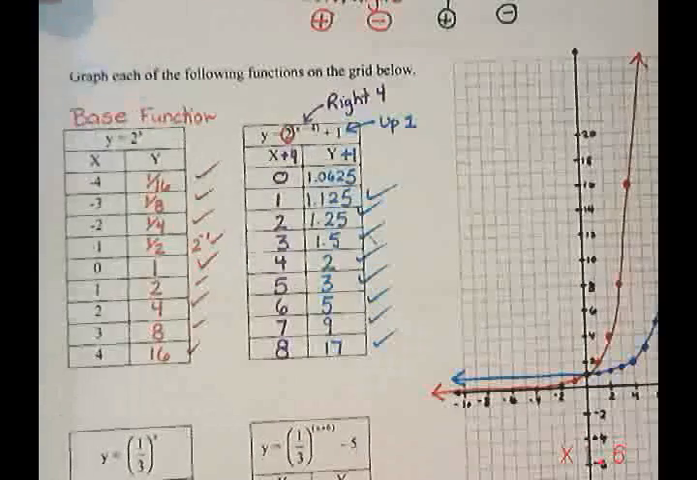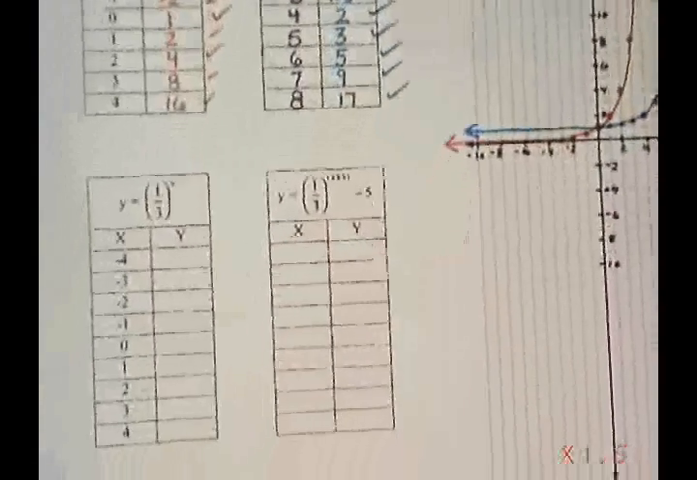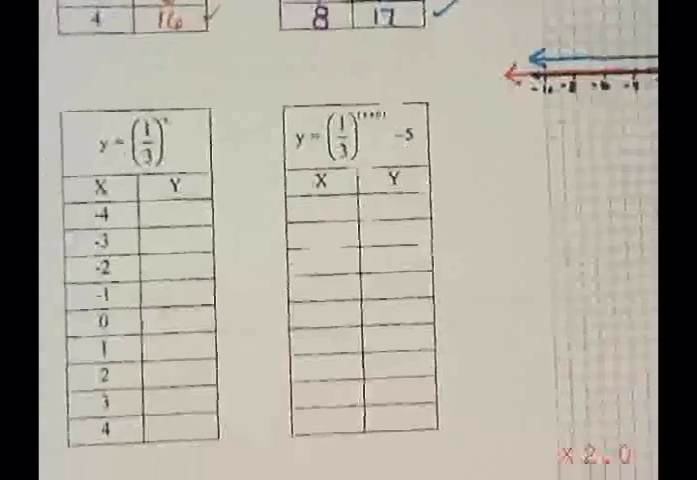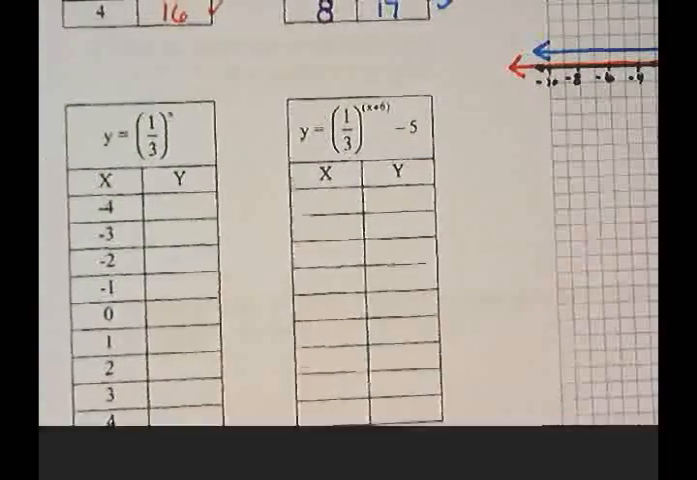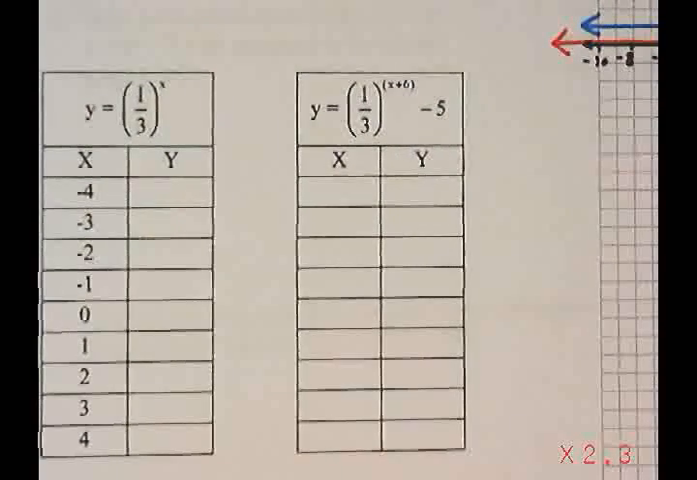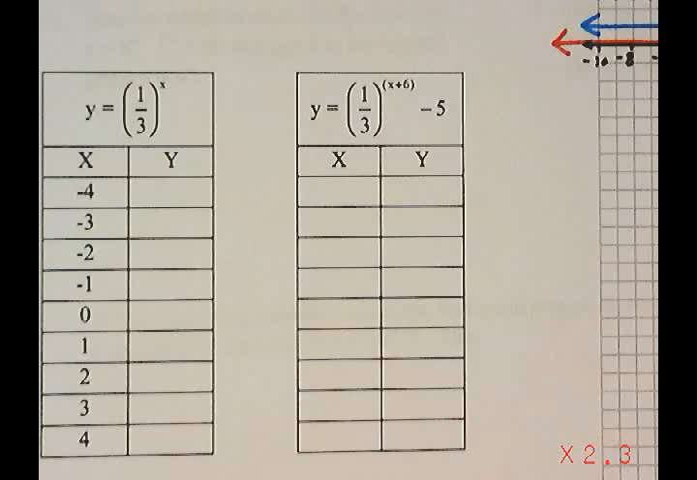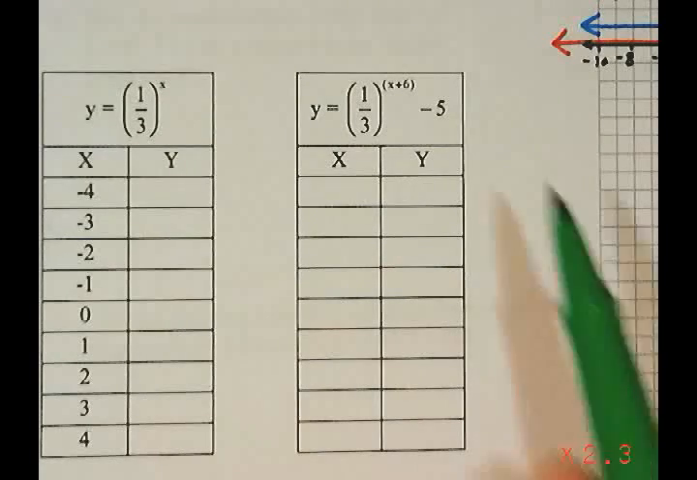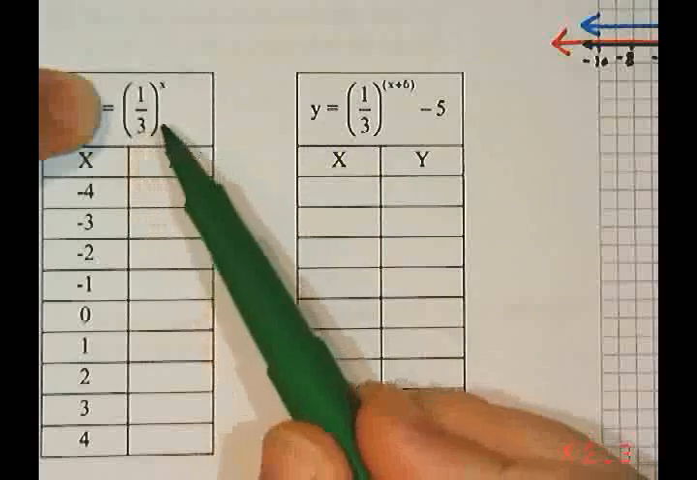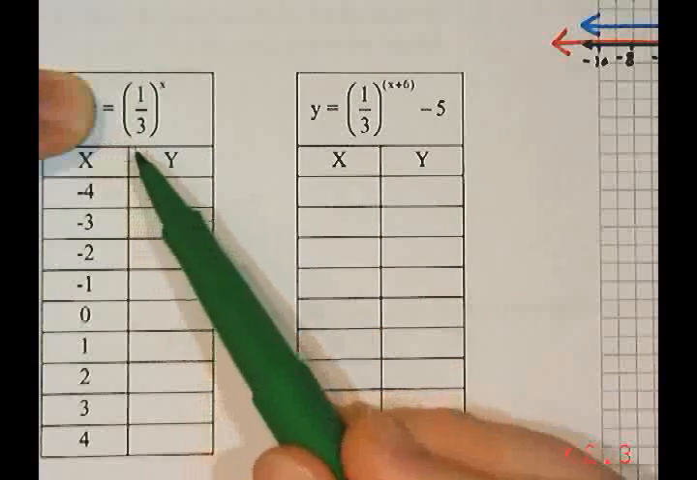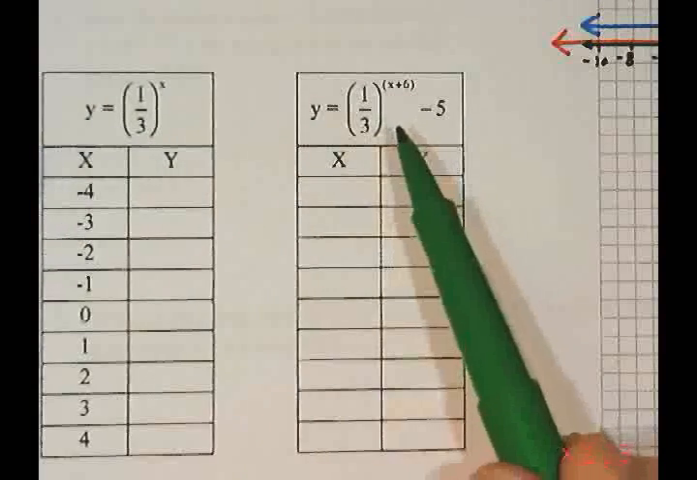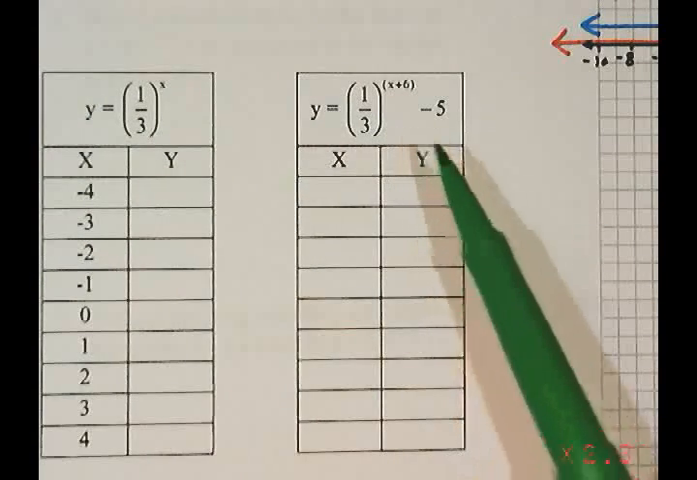So we're going to move on and do the bottom two. We have y equals 1/3 to the power of x, and y equals 1/3 to the power of x plus 6. We're going to fill in those tables of values and then graph them as well. You'll notice that 1/3 to the power of x has the same base as this one. This is what we usually call the base function. It's just the base with the exponent, no transformations. And this is what we call the transformed function.